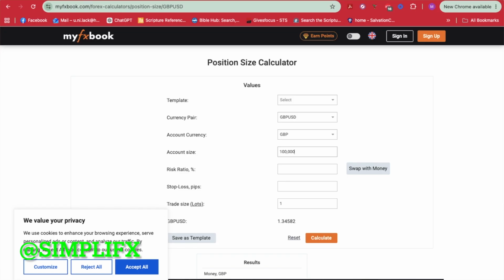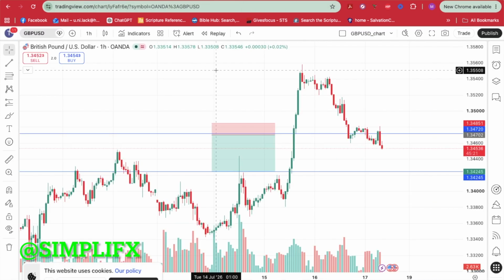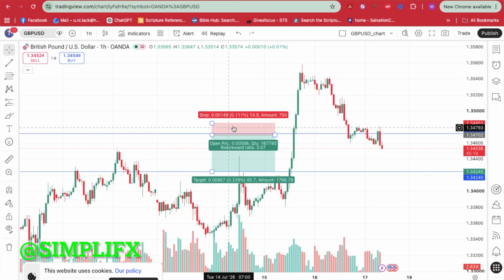trader. So for me, based on the previous trades I've placed, I feel like risking 1% on the trade is a lot. So when I place the trade, I risk 0.3. Now you might be wondering what your stop loss is. So your stop loss in pips is literally when you come here, it's 14.9. That is what you would write here.